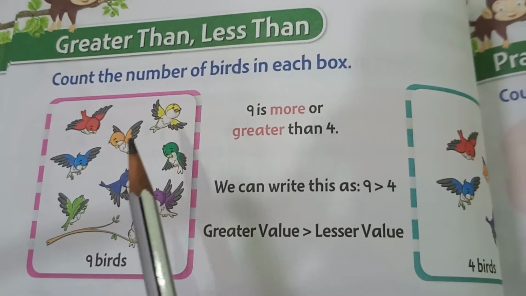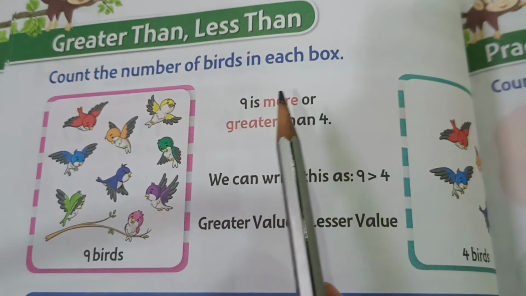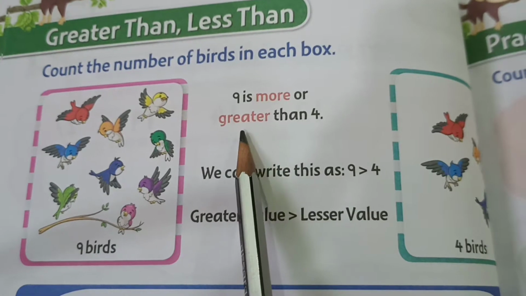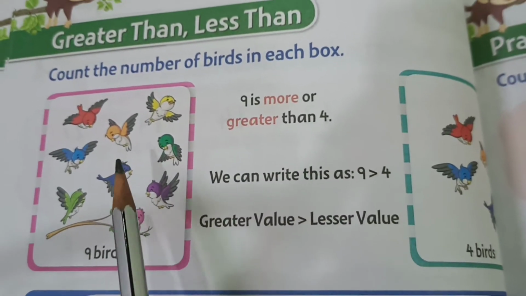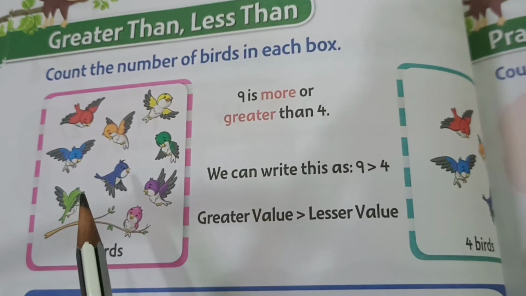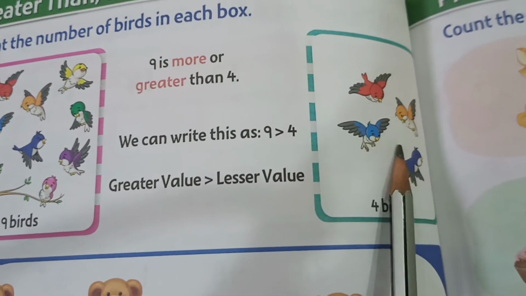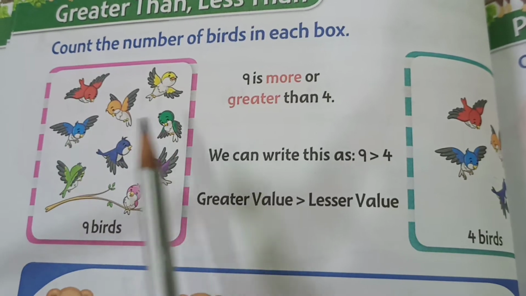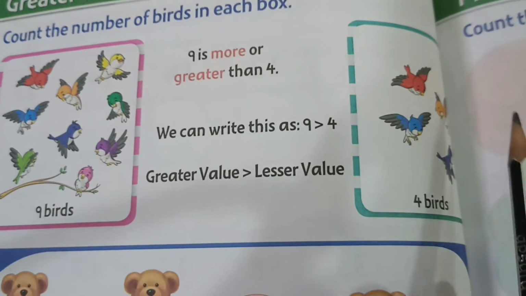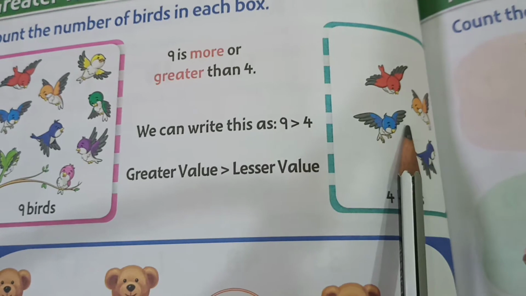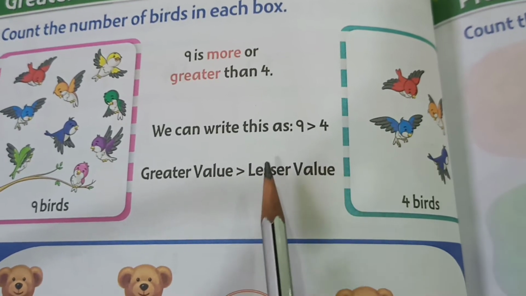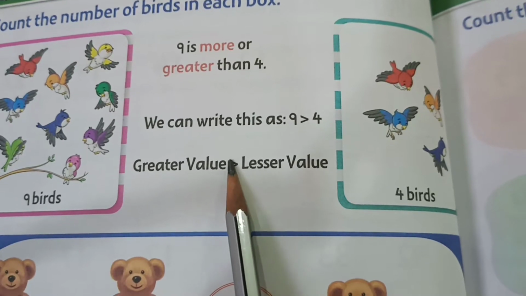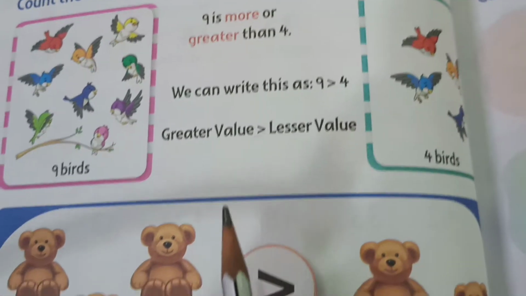Now here count the number of birds in each box. 9 is more or greater than 4. Here you can see the birds and here some birds. Here there are 1, 2, 3, 4, 5, 6, 7, 8, 9 and here there are 4 birds. So which is the greater sign? Yes, this is the greater. So we have to face this sign toward the greater value.